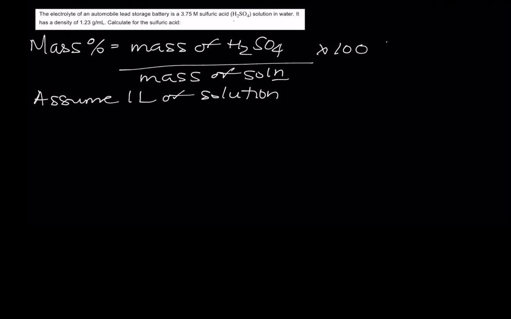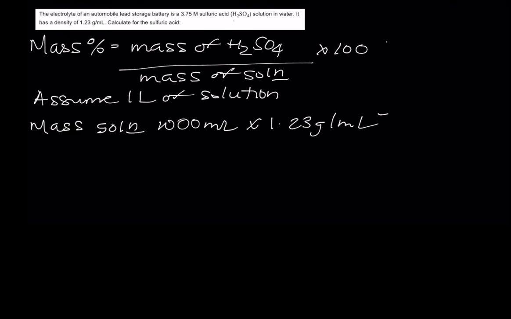So in order to calculate the mass of the solution, we'll multiply 1000 mL, or 1 liter, times the density, which is 1.23 grams per milliliter, to give us a value of 1230 grams of the solution.